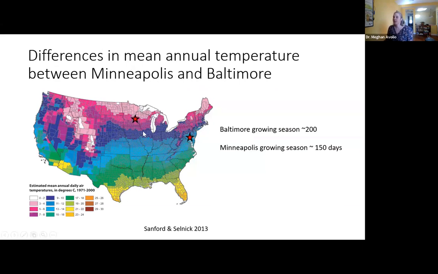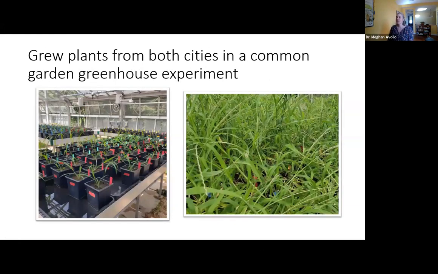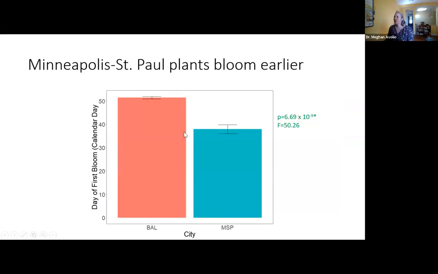So we did a comparison of plants growing from Minneapolis and plants growing from Baltimore. As you know, Minneapolis is a lot colder than Baltimore, but they have fairly similar precipitation. So we collected seeds and we brought them all back to our greenhouse and grew them for a summer. And what we found is that plants from St. Paul, Minneapolis, St. Paul flowered much earlier than did plants from Baltimore. So on average, plants from Minneapolis flowered after 40 days, but plants from Baltimore flowered after 50 days.